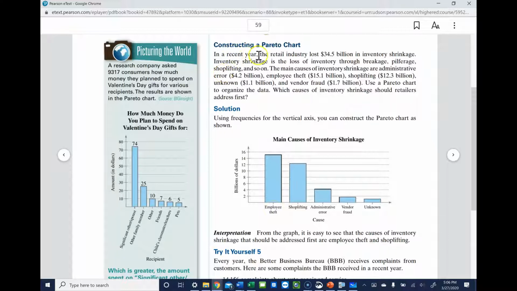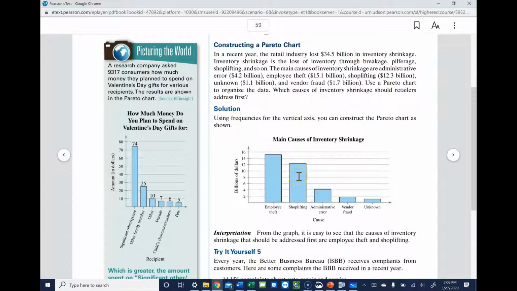So look at this example. In a recent year, the retail industry lost $34.5 billion in inventory shrinkage. Inventory shrinkage is the loss of inventory through breakage, pilferage, shoplifting, and so on. The main causes of inventory shrinkage are administrative error, employee theft, shoplifting, unknown reasons, and vendor fraud. But notice when you put them in a Pareto chart with the highest bars first, you can see that the biggest issue is employee theft, and a close second is shoplifting.